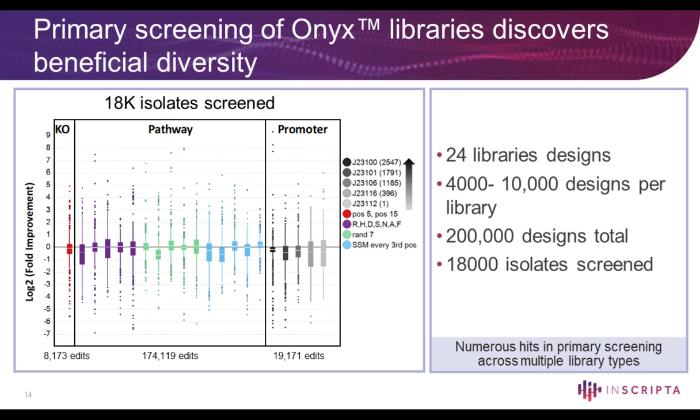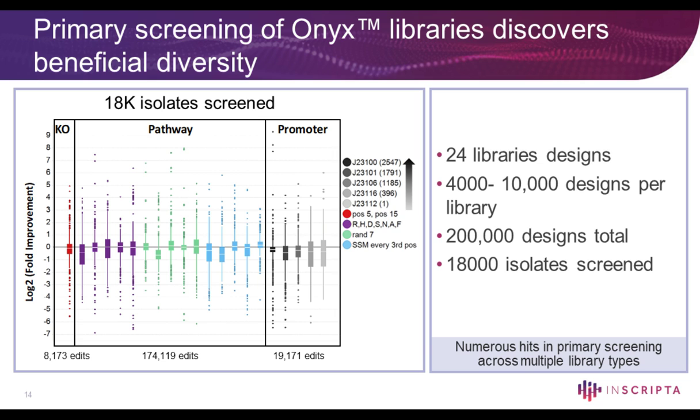The other principle that we followed here was the idea of forward engineering being the rapid iteration through the phenotypic landscape. So we did not go really deep into the 200,000 designs, and we only screened for 18,000 isolates. So it was a very shallow sampling of the set of designs that we had created. The graph here shows you results from the primary screen of this particular approach.